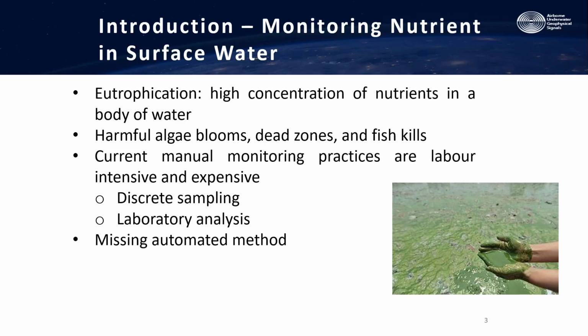However, current nutrient monitoring practices, including total phosphorus, nitrogen, sulfur, and organic carbon, rely on discrete sampling events and laboratory analysis. This approach is labor-intensive, expensive, and can only account for limited information over a short time period. Such limitations call for an automated method that is inexpensive and low maintenance.